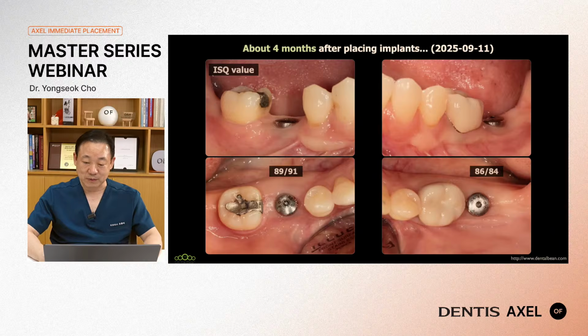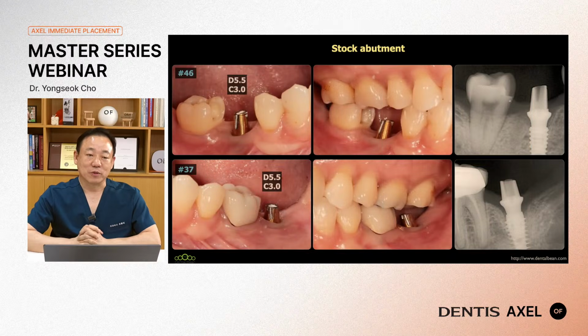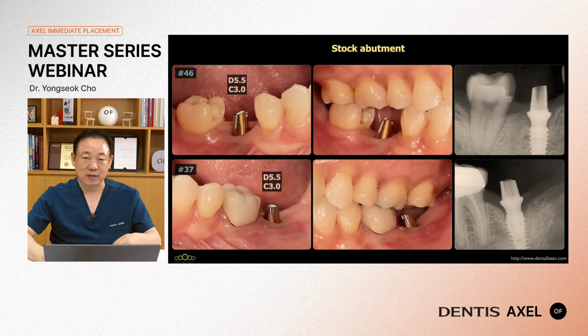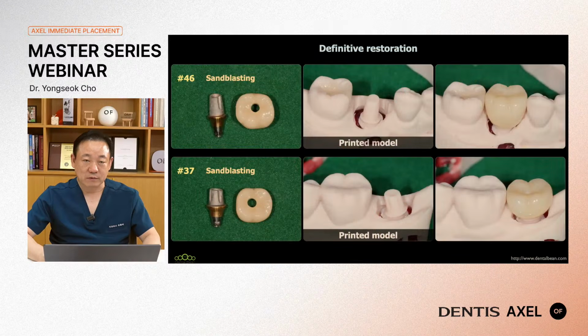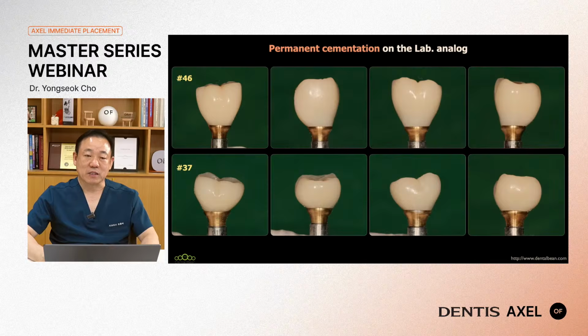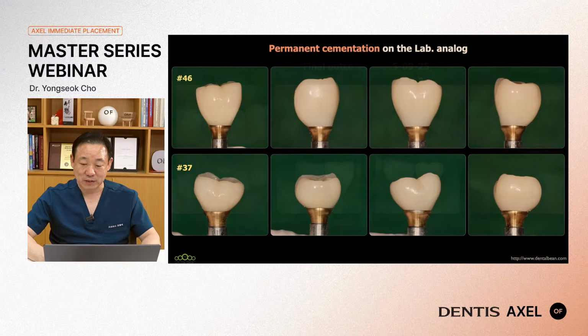It's very strong stability. So my prosthodontic partner, Dr. Kim, started loading. Okay, he used the stock abutment in this case, selected the color and the diameter and height. By scanning process, final definitive restoration was fabricated. Okay, it was cemented in patient's mouth on lab analog. Sometimes cemented in patient's mouth, sometimes using lab analog.